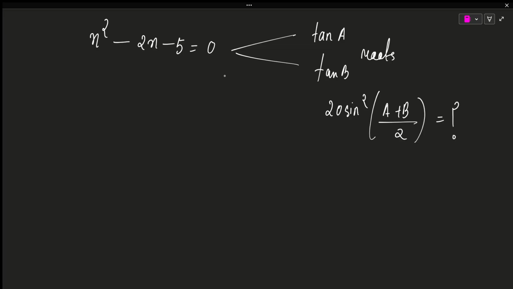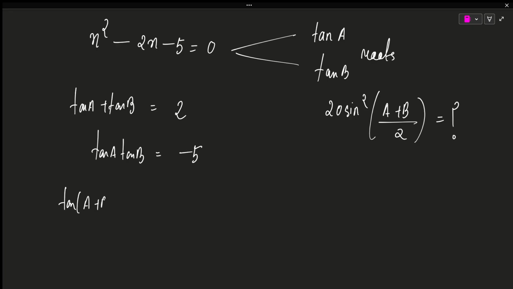So now what do I do over here? If tan a and tan b are the roots, I can write tan a plus tan b is minus b by a, so this will be 2, and then tan a into tan b will be c by a, that is minus 5. Now what is tan of a plus b? Tan of a plus b will be tan a plus tan b divided by 1 minus tan a tan b.